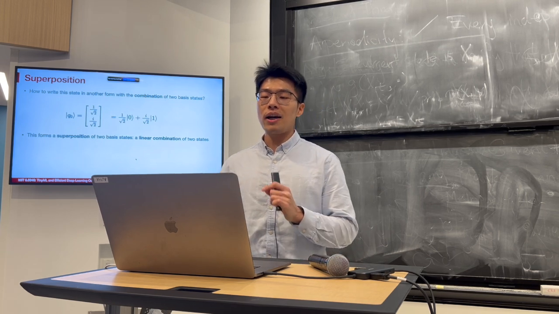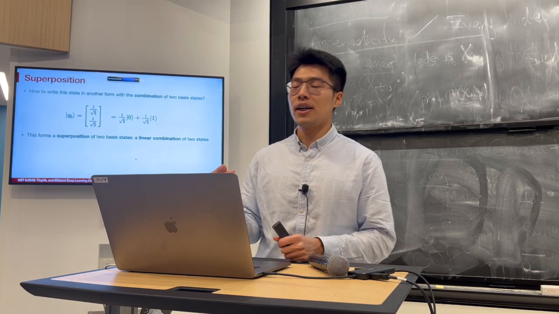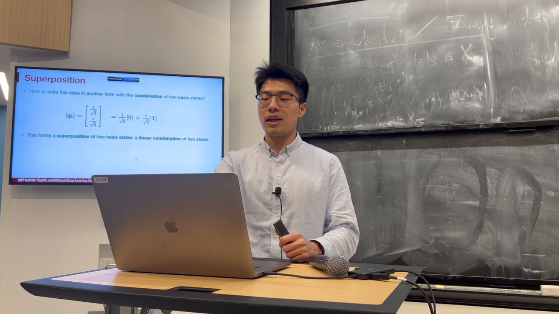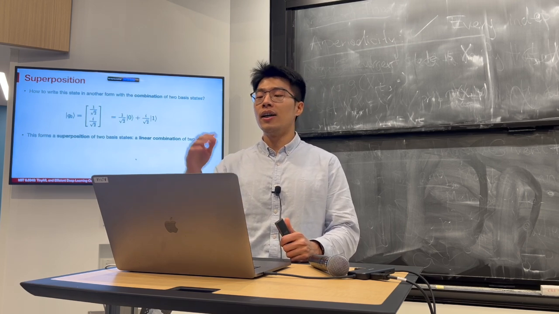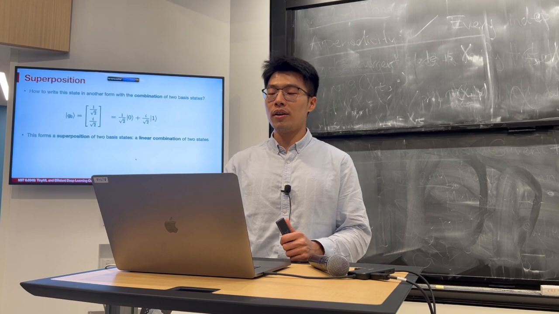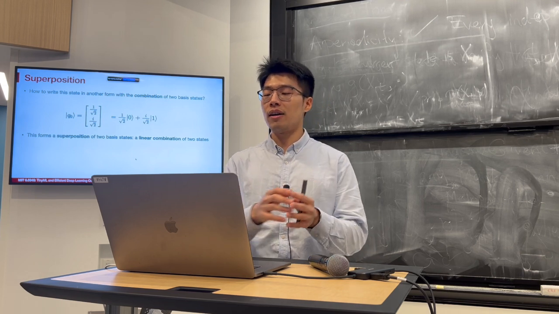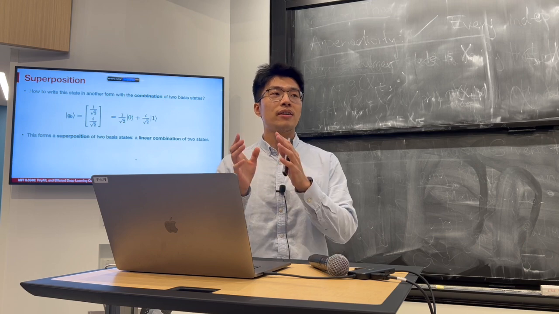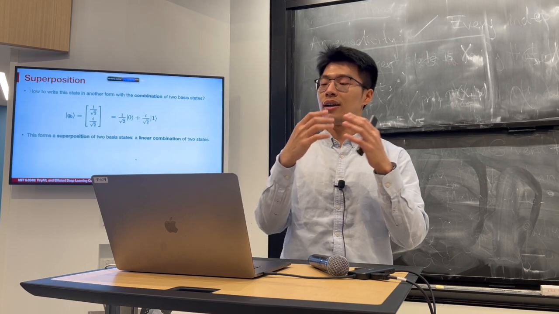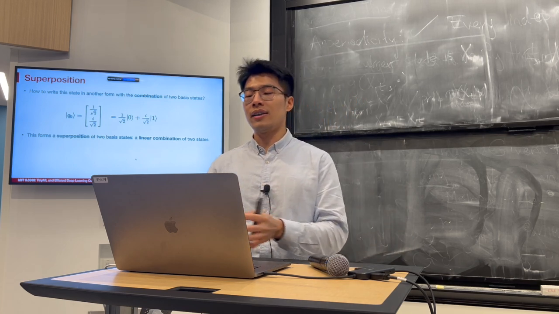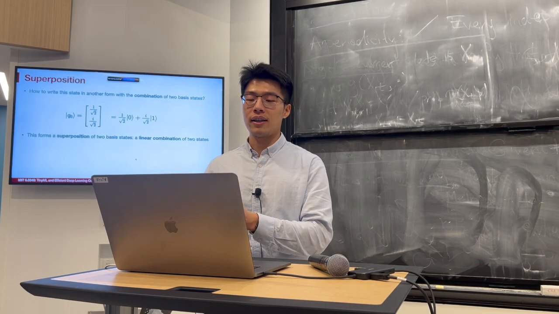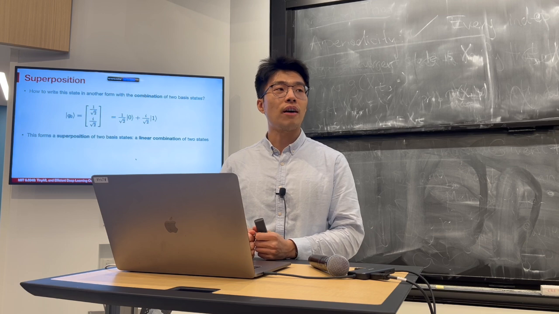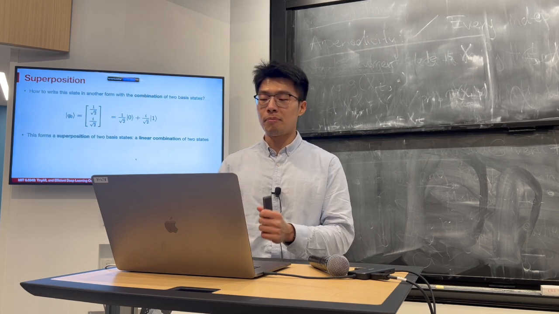So we can also write this state in the form of a combination of the 2 basis states, right? For example, the Q0 here can be 1 over square root of 2 of the 0, and also plus i over square root of 2 of the 1. That means some of the energy of the system is sitting on the 0 state, and another part of the energy is on the 1 state. So this forms the superposition of the 2 basis states, which is a linear combination of those 2.